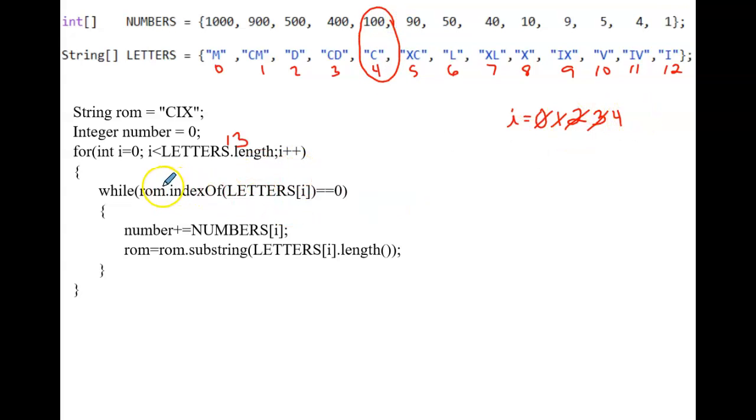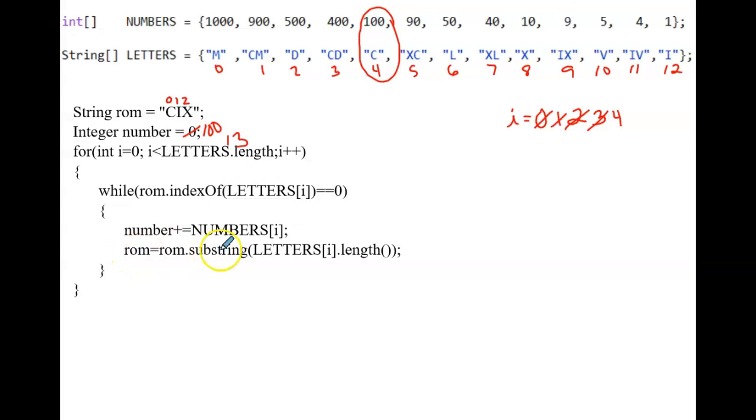So when I equals 4, the ROM, which is CIX, index of the capital letter C, is at 0, right? This is index 0, 1, and 2. And C currently is index 0, which makes this while loop go ahead into the body of the loop, and it's going to add the value of the element I in the numbers array, which is element 4: 0, 1, 2, 3, 4, is 100. It's going to add that to number. And number was starting at 0, now we add 100.